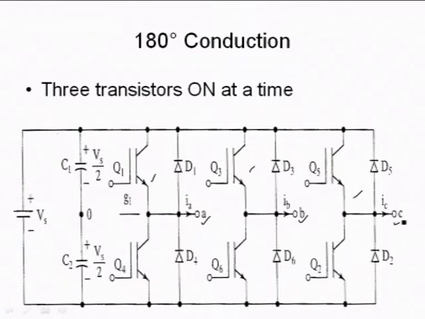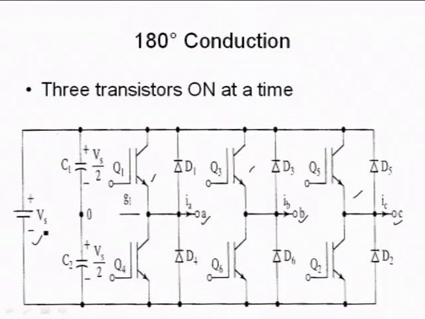On the upper side we have Q1, Q3, Q5, the odd numbers. This we have taken for convenience. On the lower side, Q4, Q6, Q2. So, totally we have 6 switches, transistors or IGBTs, whatever it may be. Again we are using 6 diodes, D1 to D6. Those diodes will come into the picture when the load is highly inductive. The voltage source again is Vs.